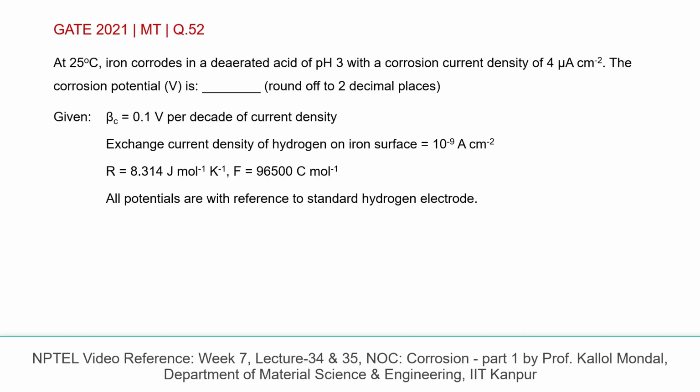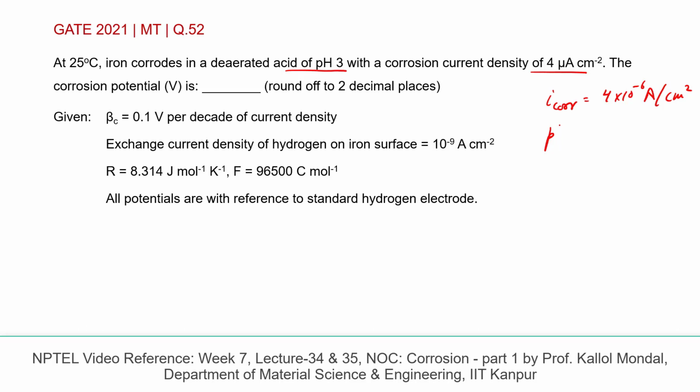Exchange current density of hydrogen on the iron surface is 10 raised to power minus 9 ampere per centimeter square. Universal gas constant R is given to be 8.314 joule per mole per Kelvin. Faraday's constant value is 96500 coulomb per mole. Okay, so looking at the given data, the acid has a pH value of 3. The corrosion current density I corr is 4 into 10 raised to power minus 6 ampere per centimeter square.